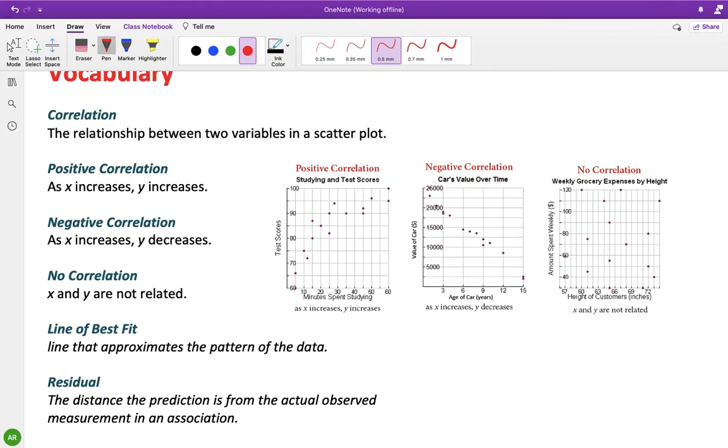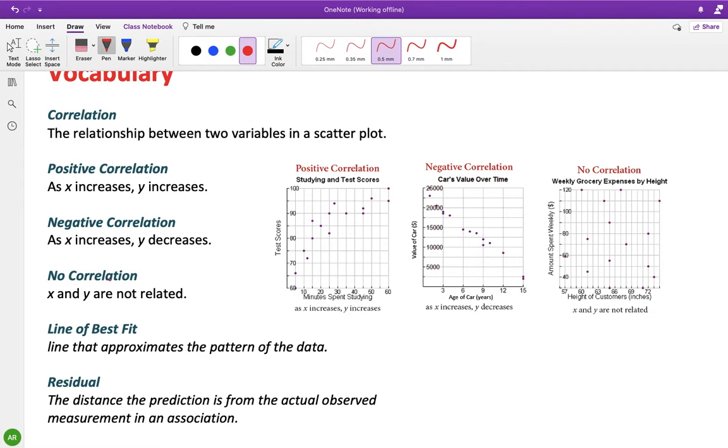The next one is negative correlation. This is pretty straightforward too. As x increases, y decreases. So this shows a car value over time. The kids always say, well, Mr. Robinson, my dad has an old Mustang or whatever. Yeah, there's exceptions to every rule, but generally speaking, when you buy your Honda, it's going to be the highest value. 15 years later, it's going to be worth a lot less. So generally speaking, you're going to see a negative correlation. As cars get older, the value decreases.